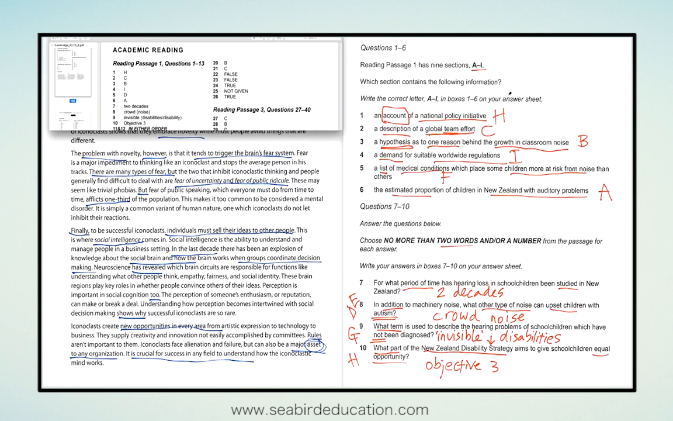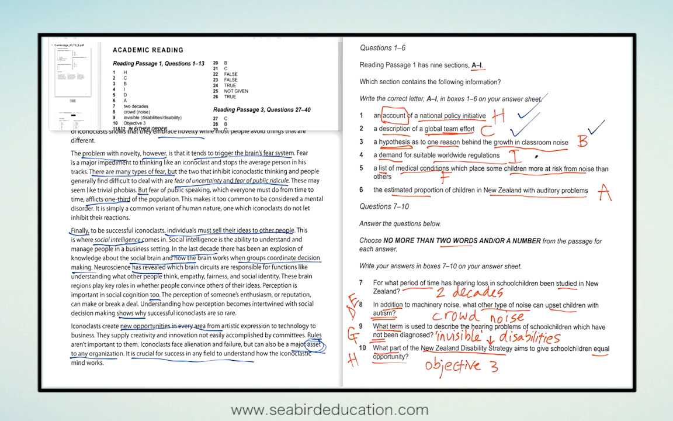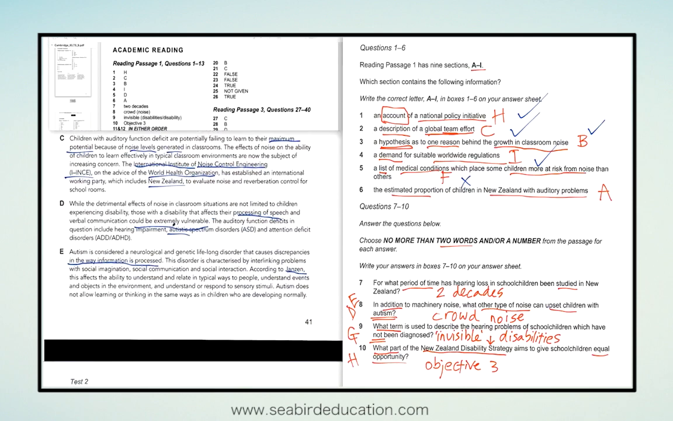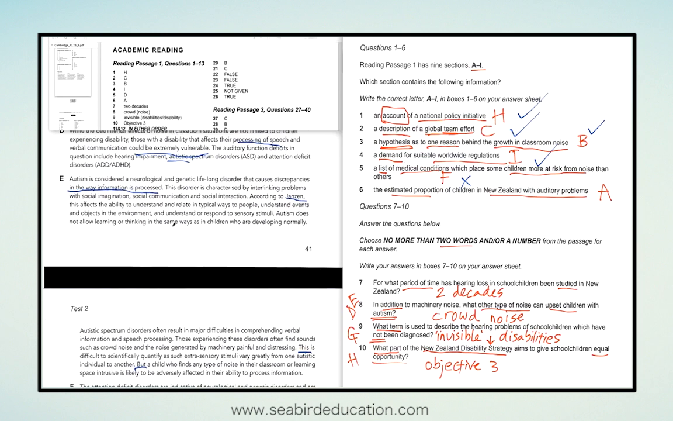Okay, now we've got the answers on the left over here, and my answers are over here, and let's see how many I've got wrong, considering I had to rush at the end. So, H, the first one, which is good, and C is good, then B, A, now there's a mistake, a list of medical conditions which place some children more at risk from noise than others. That is D, not F.